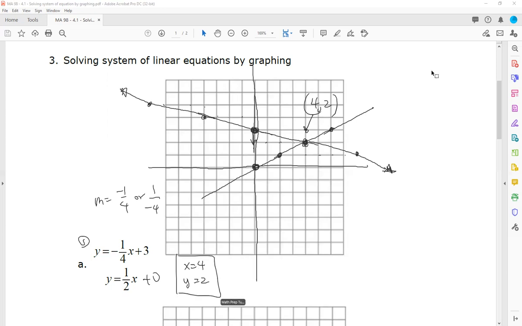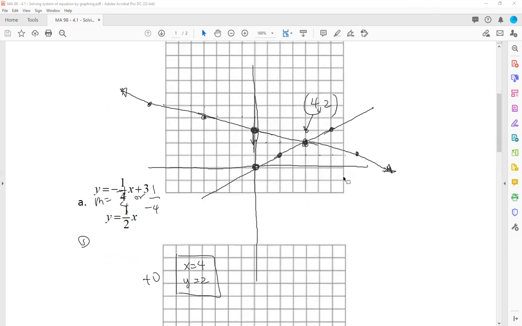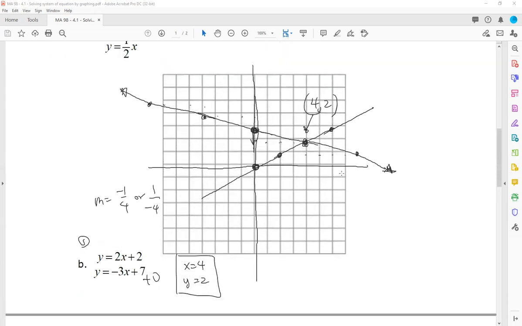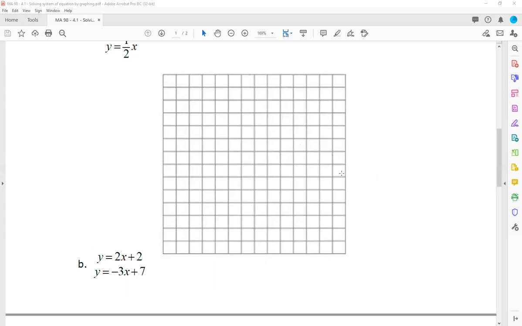All right. So definitely you need to know how to graph your linear lines, and then all we have to do is find the intersection. Let's go and move on to the next problem. Let me erase some of these. Okay, so here we go. Let me draw my line again.